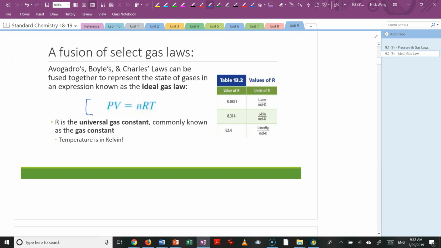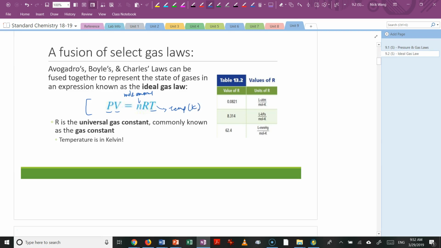Now, you should hopefully recognize a few parts of this. P, for example, that's pressure. V is volume. N, this is the mole amount of the gas in question. R, I'm going to skip for a second because I'm going to go to T. T is temperature, and of course T must be done in Kelvin.